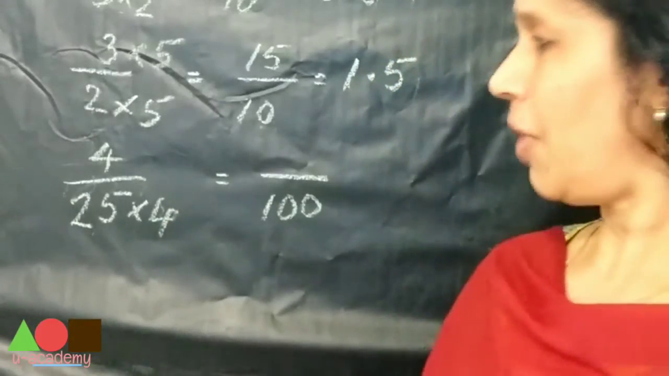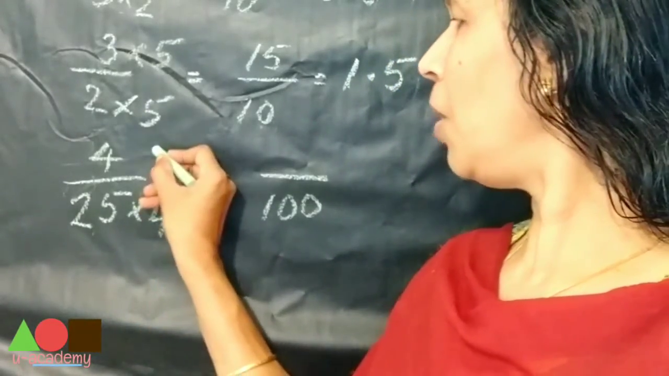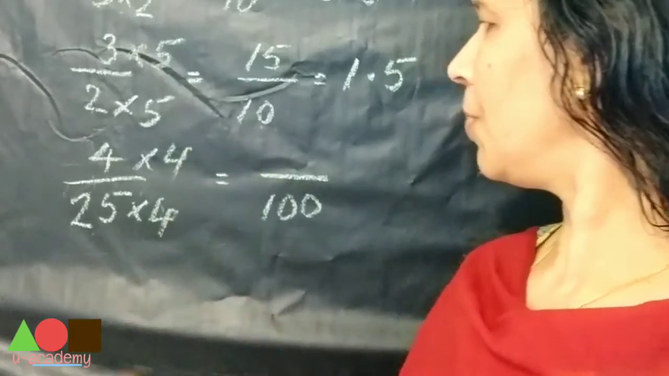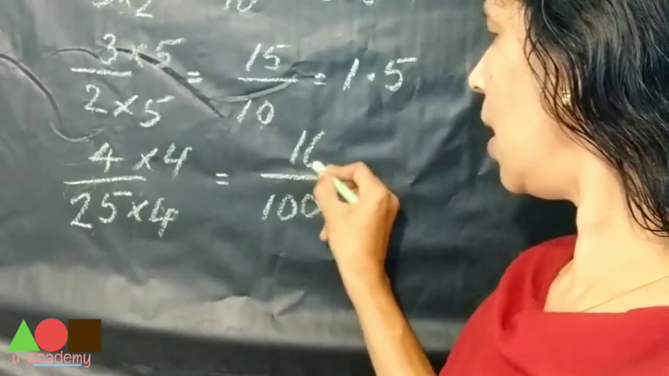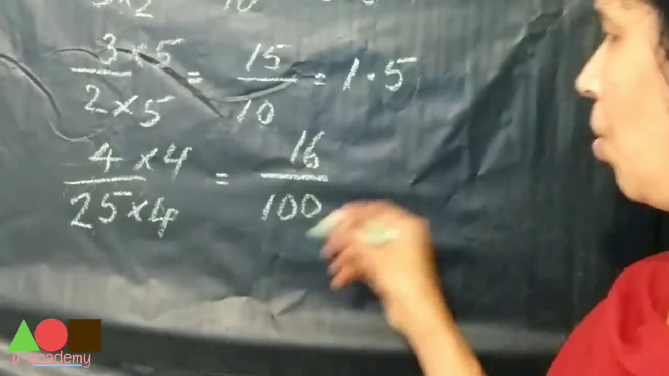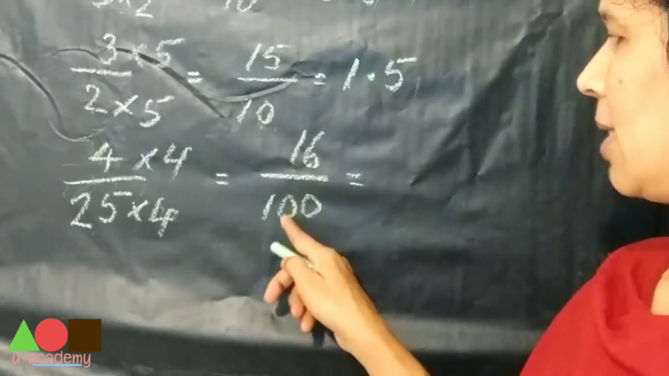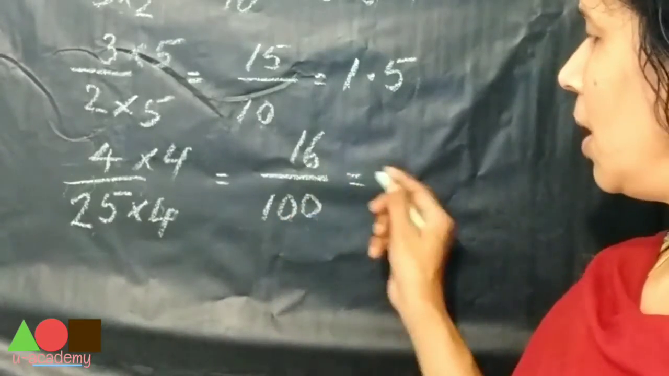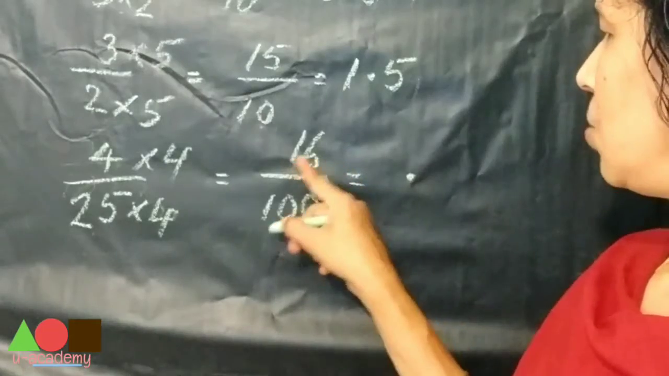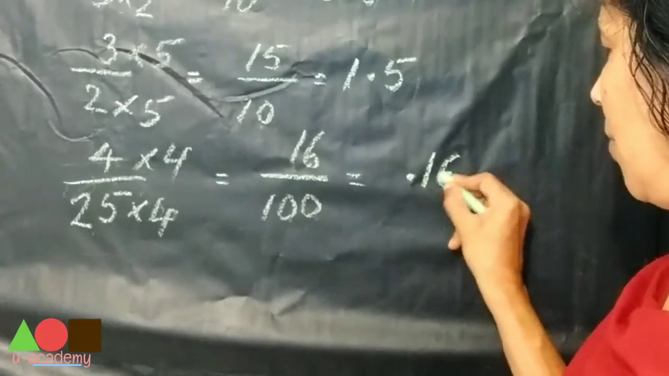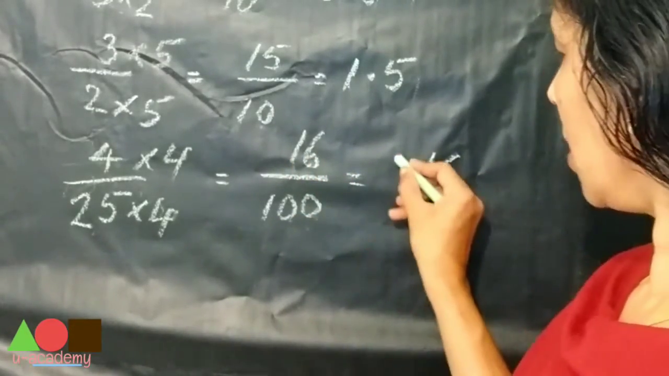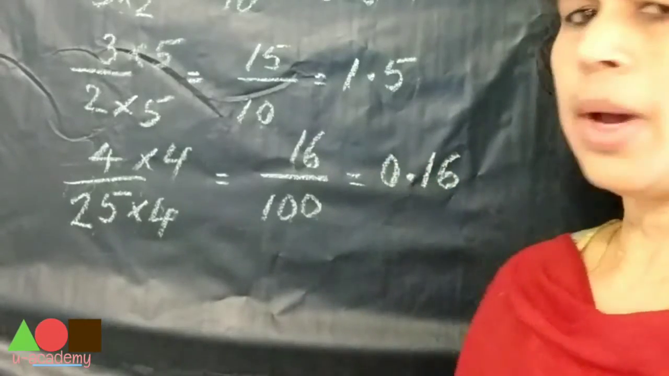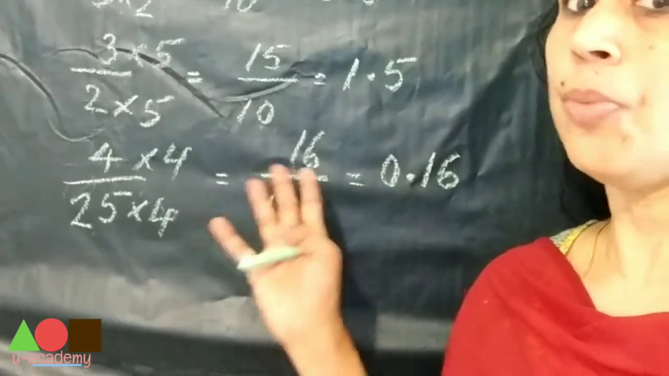To get the equivalent fraction, we multiply the numerator also by 4. So 4 4s are 16. Now we know how to convert this. As there are 2 zeros here, we want 2 fractional digits. That is 1, 2, already 2 digits in the numerator. So there is no whole number part, 0.16. I hope you understand this.